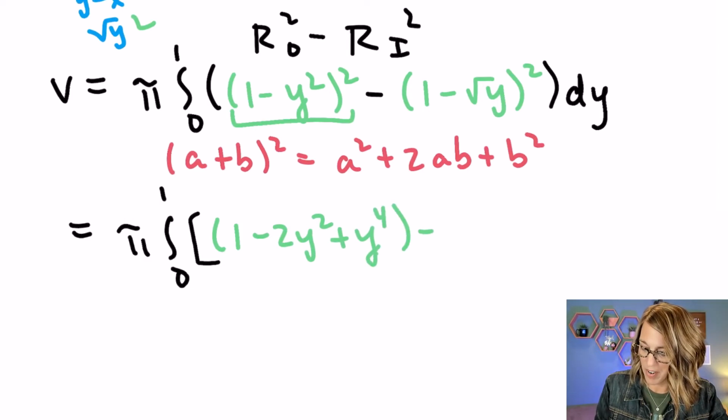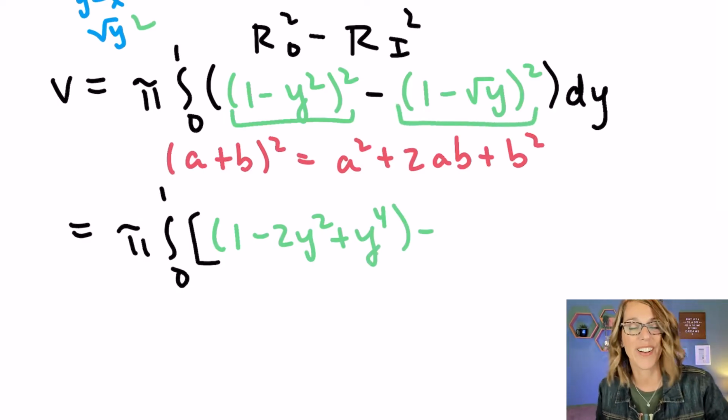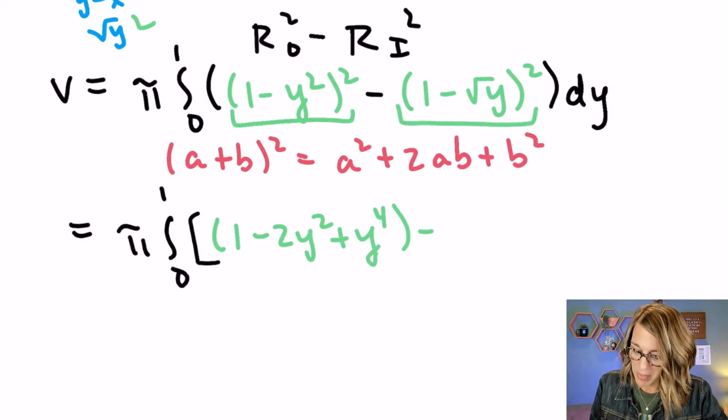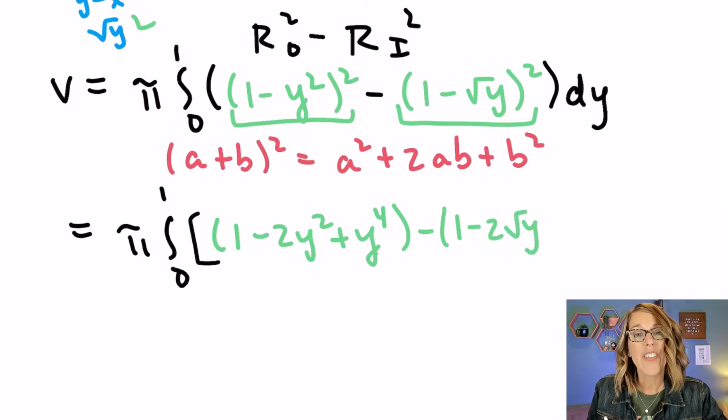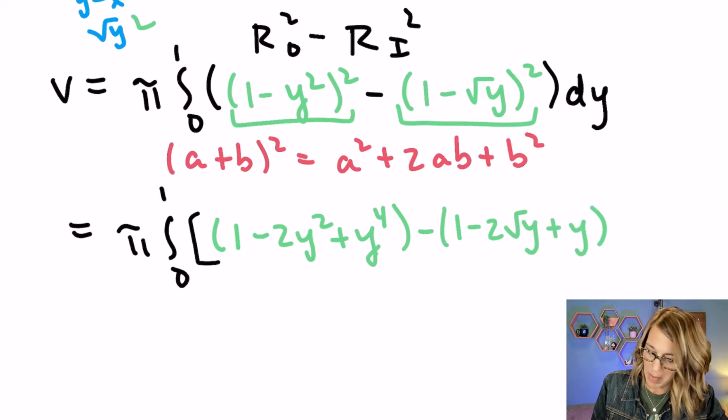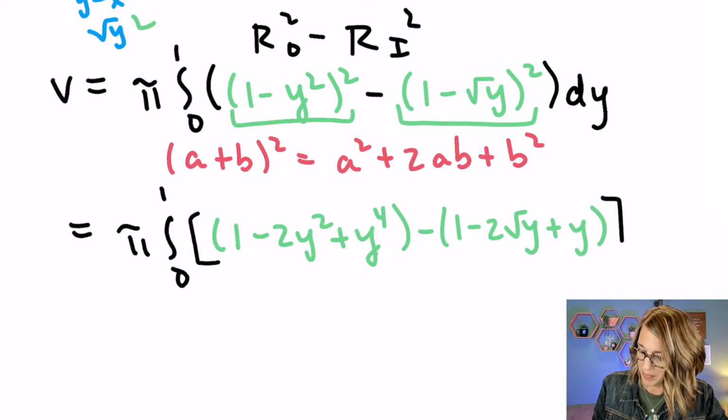Okay, now for that inner radius squared, I'm going to do the same thing. So I'm going to square that 1, I get 1, and then 2 times their product. So 2 times 1 times negative radical y. So that's going to be minus 2 radical y. And then the last one squared. Radical y squared is y. So I get plus y. And then I've got my dy on the outside.